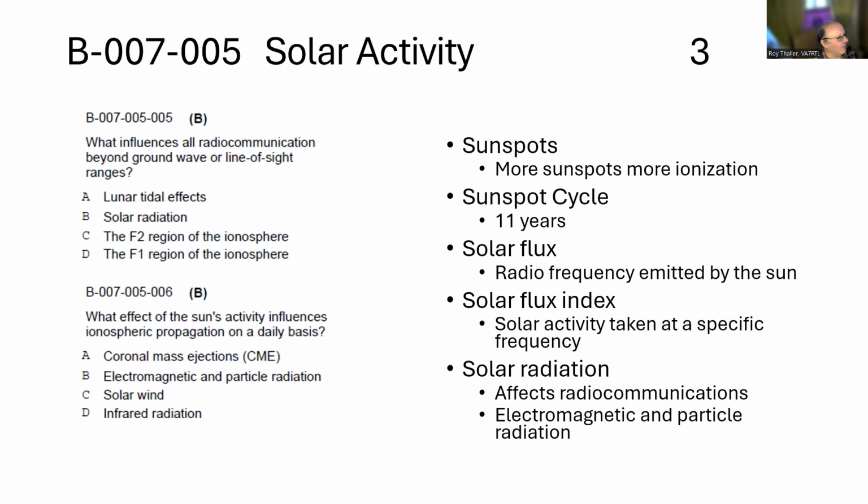What influences all radio communications beyond ground wave and line of sight ranges? That would be the solar radiation coming from the sun. What effect of the sun's activity influences ionospheric propagation on a daily basis? That would be the electromagnetic and the particle radiation coming from the sun. So that would be B.